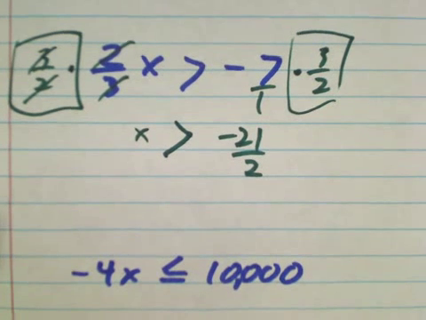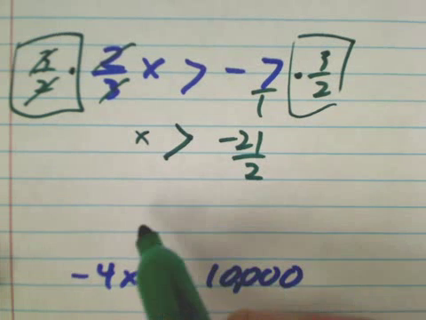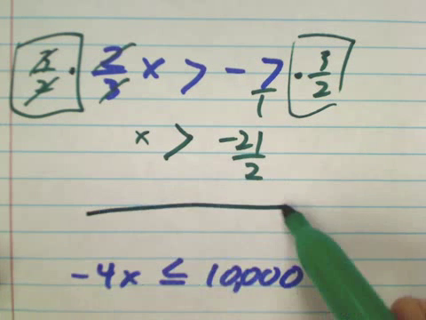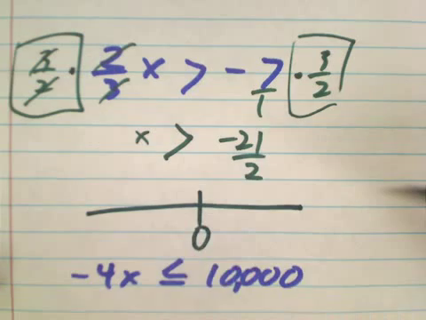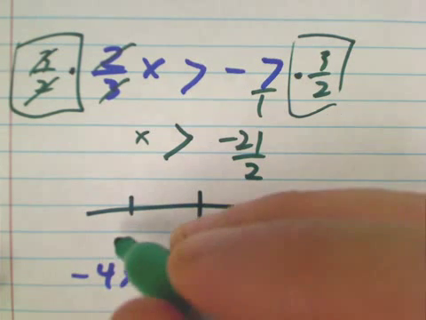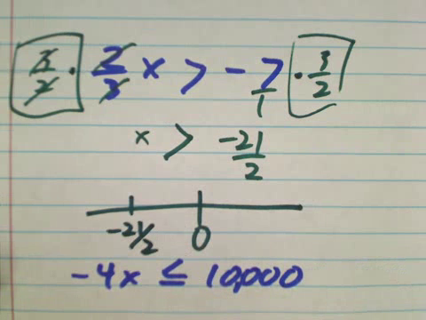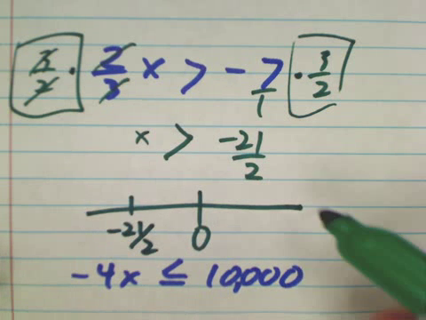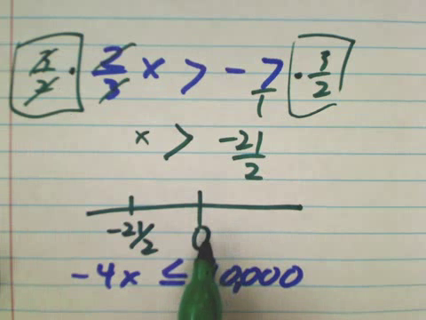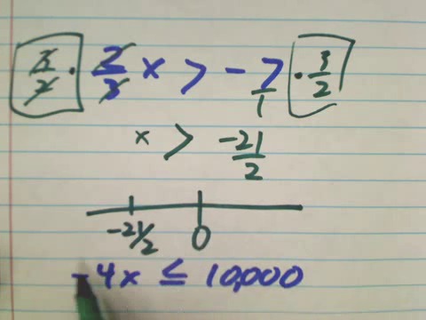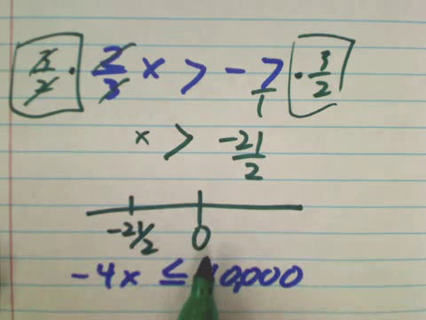Okay, and finally, the last thing we need to do here is graph our solution. So let's think about a number line. It's really important that you have a good idea of how numbers relate to each other on the number line. Okay, so I have x is greater than -21/2. I'm just going to put it to the left of 0 because it's over here somewhere. It's a negative number. It's always important to put 0 on there.